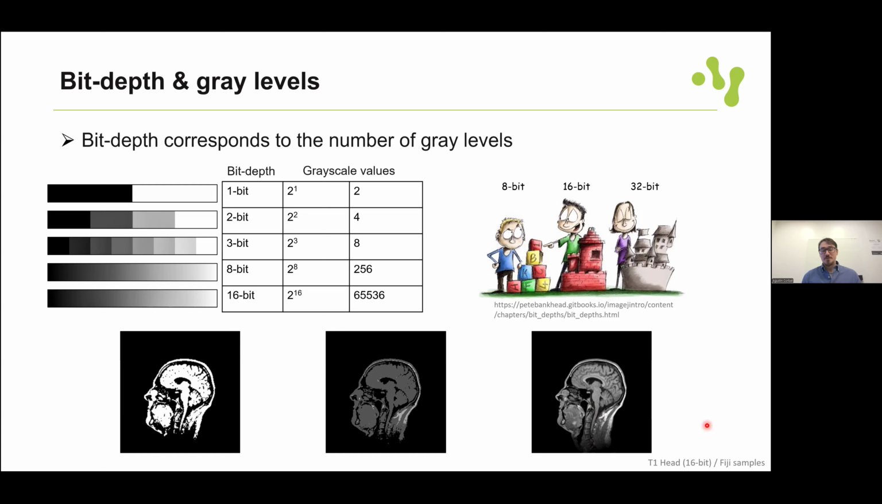But remember, this is not completely free, because the bit depth relates to how much space on disk each pixel will occupy. And remember that if you have an image that's 2000 by 2000, then we're talking about millions of pixels, and the more you increase the bit depth, the more space it will occupy on disk, and you have to learn how to deal with more data.